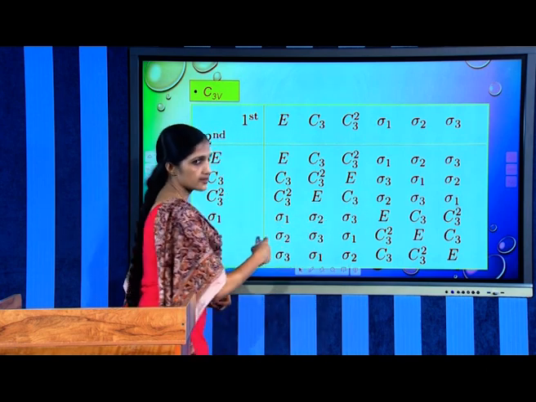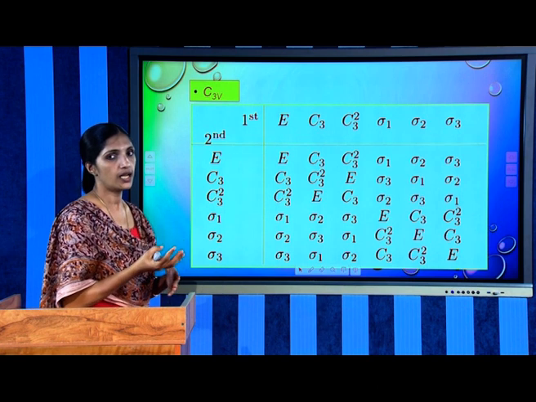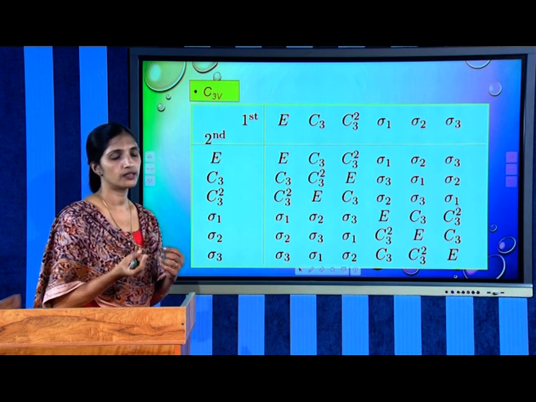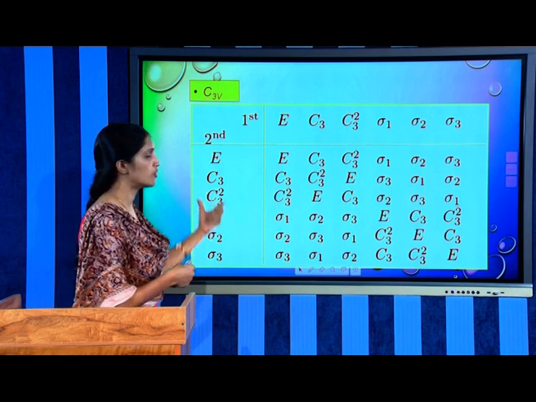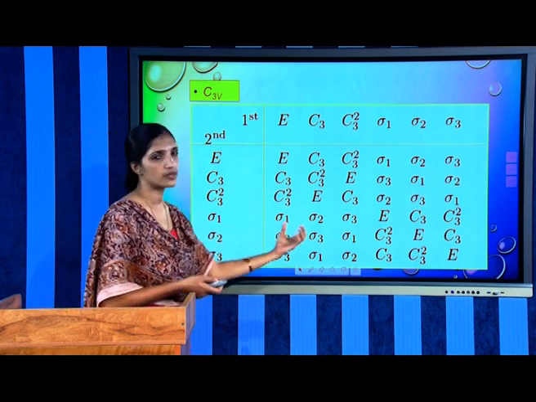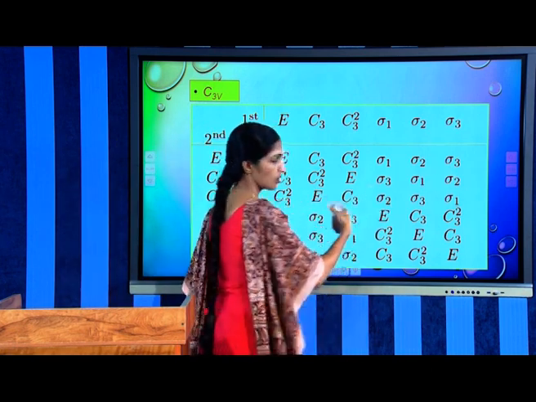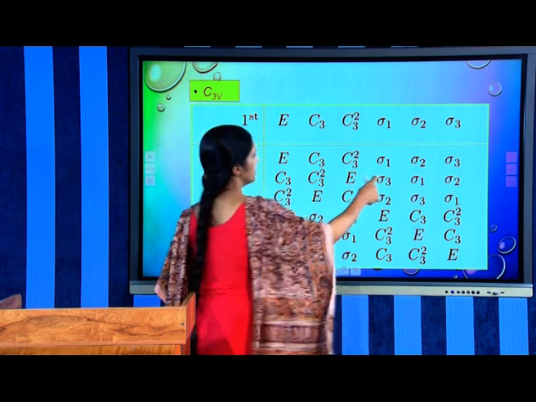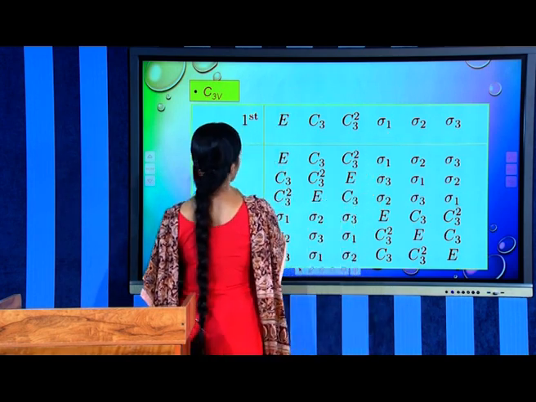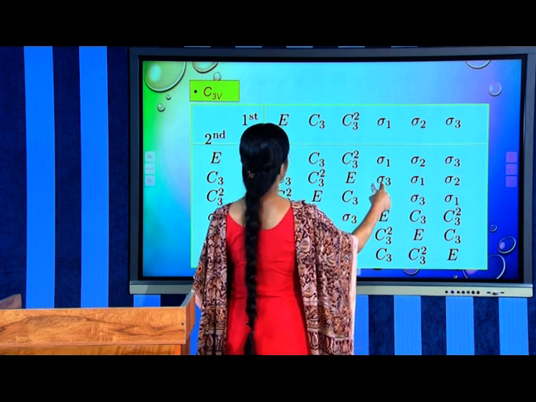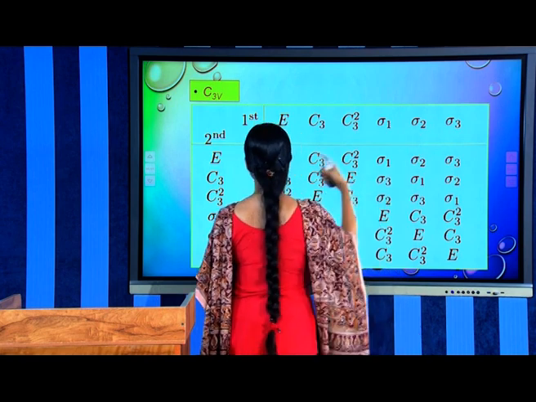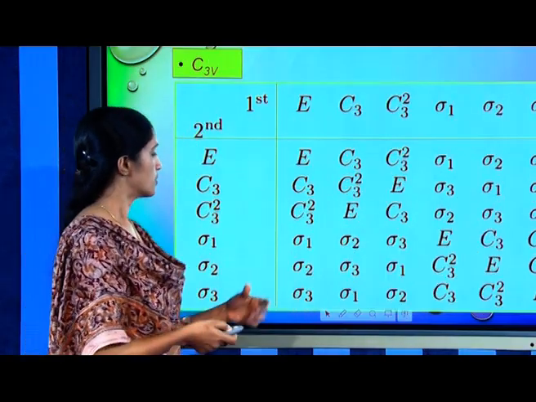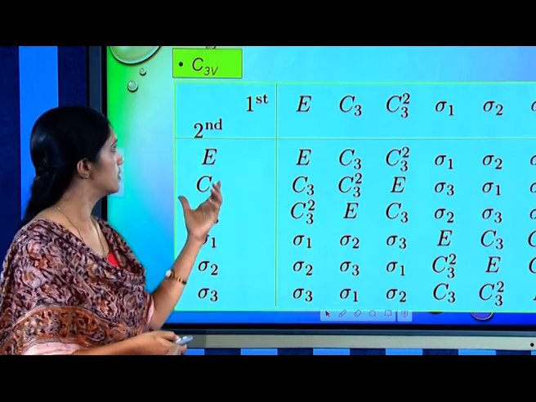But filling the other portion is a little tedious process, because there are not 4 operations, there are 6 operations. So we cannot blindly pick one. We have to perform these operations and only then write the result. If you don't have enough time to perform the operations, you can learn this by heart. So sigma 1 into C3 will be equal to what? Sigma 3. Likewise, sigma 2 into C3 is equal to sigma 1. Like that the operation comes. So this is the group multiplication table of the C3V point group.